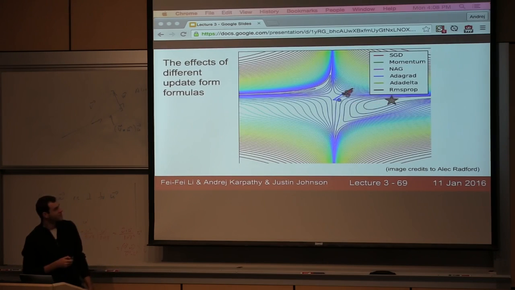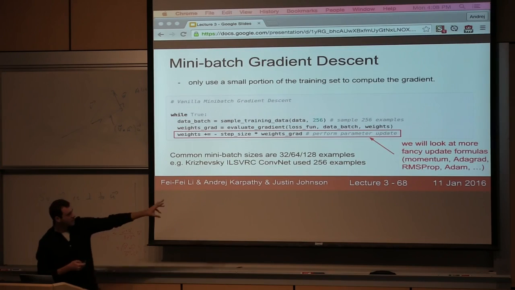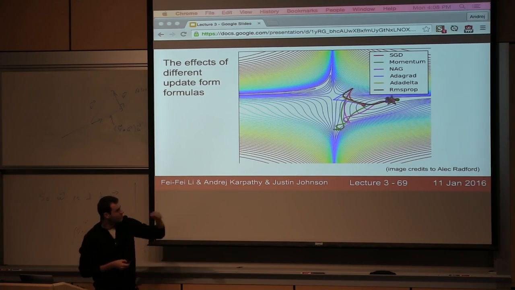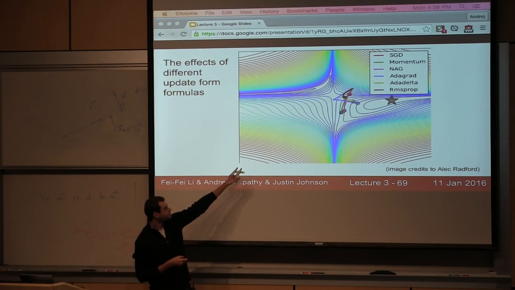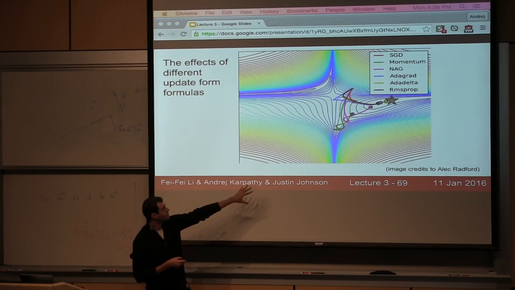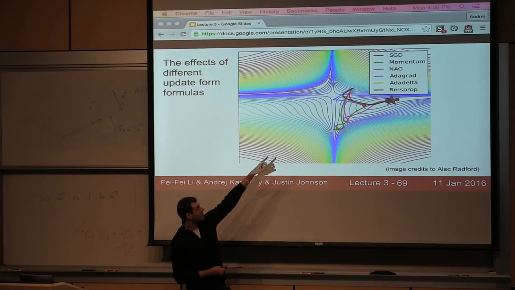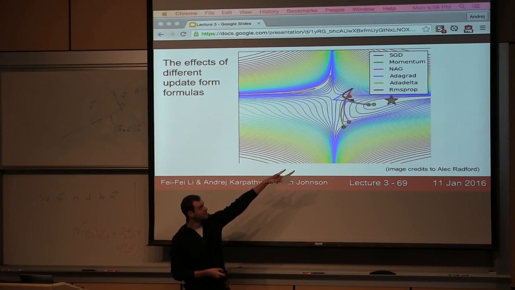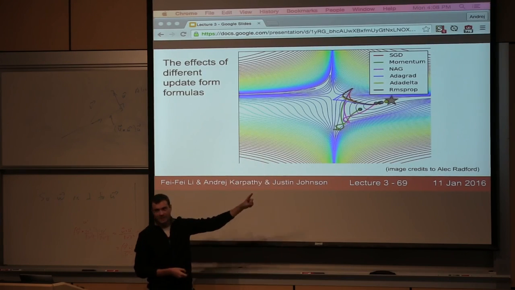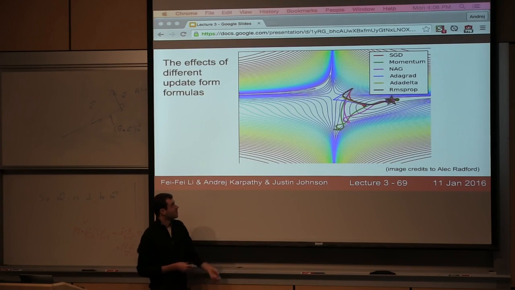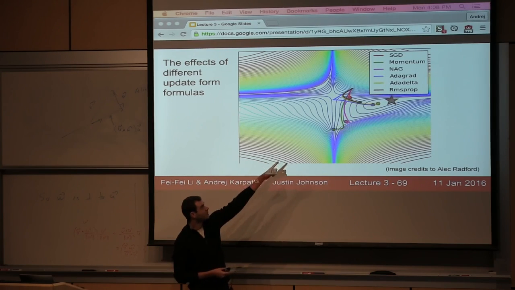Just to show you the effect of these different choices and what they might do in your loss function, this is a figure from Andrej. Here we have a loss function, and these are the level curves. We start off optimization over there, and we're trying to get to the basin. Different update formulas will give you better or worse convergence in different problems. So you can see, for example, this momentum in green.